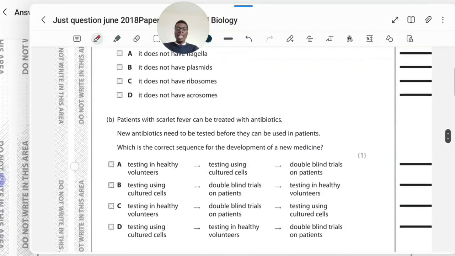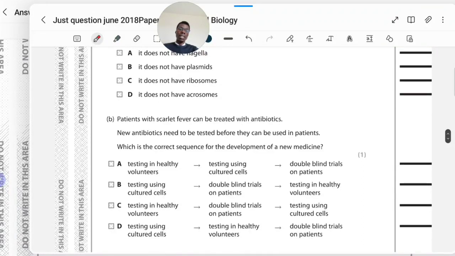All right. Now, patients with scarlet fever can be treated with antibiotics. New antibiotics need to be tested before they can be used in patients. Which is the correct sequence for development of the new medicine? You can remember drug development and discovery. That's what you need to answer this question here. So let's see the answer we have here.